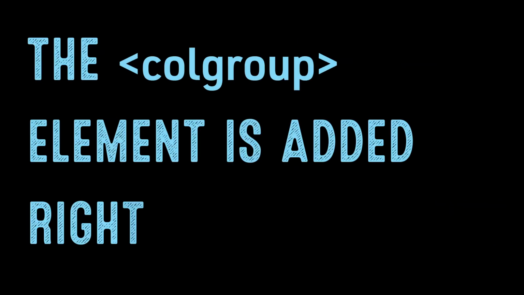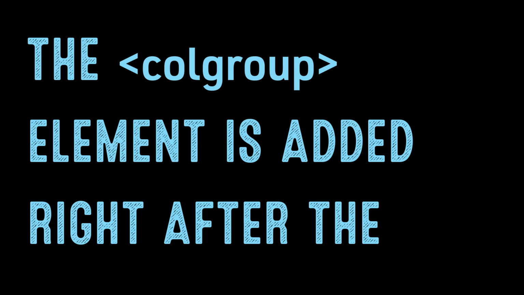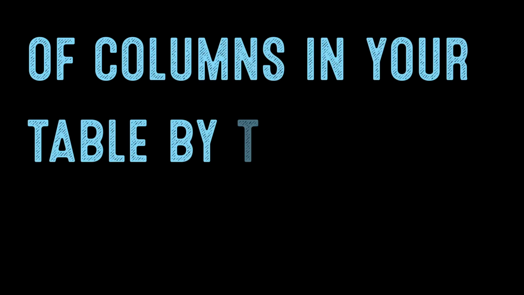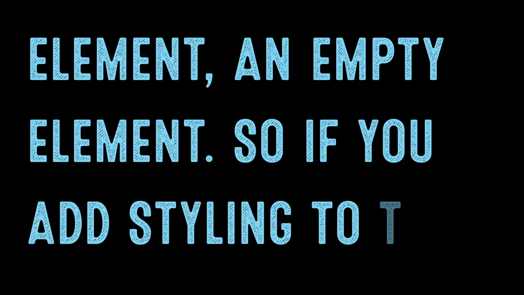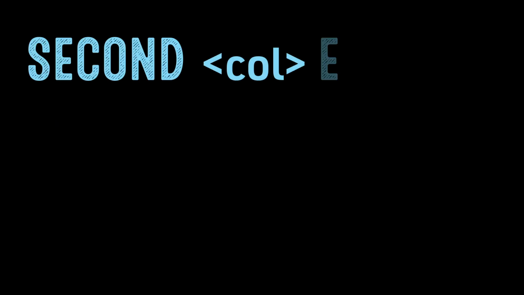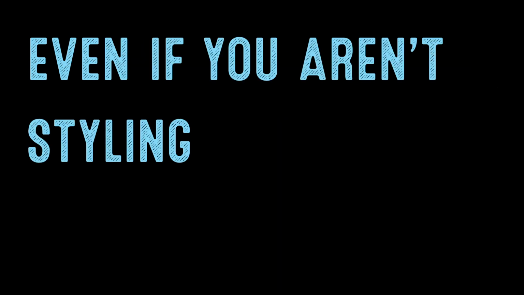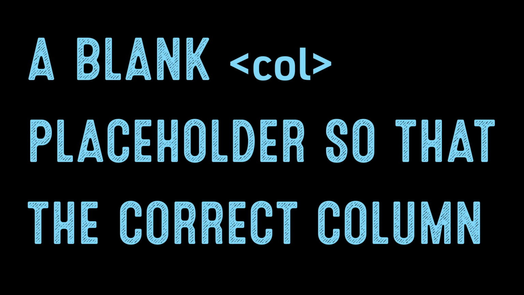The column group element is added right after the table opening tag and will contain the total number of columns in your table by tagging each with a column element, COL, an empty element. So if you add styling to the second column element, you are affecting the second column. Even if you aren't styling a column, you should include a blank column placeholder so that the correct column has the styling applied.